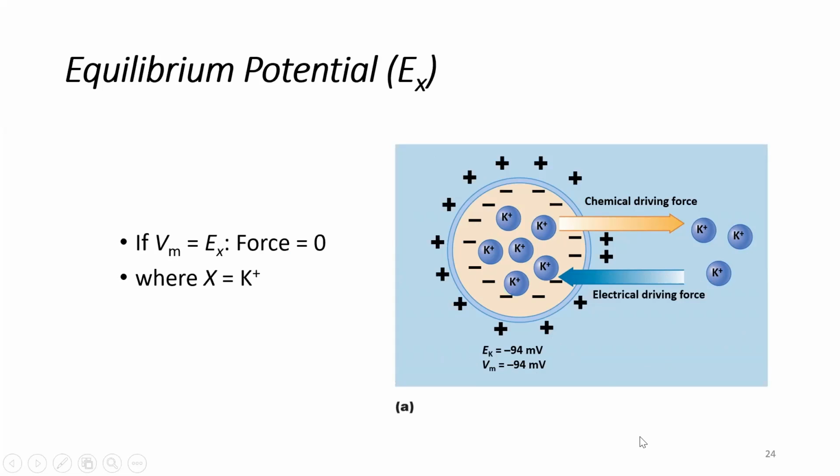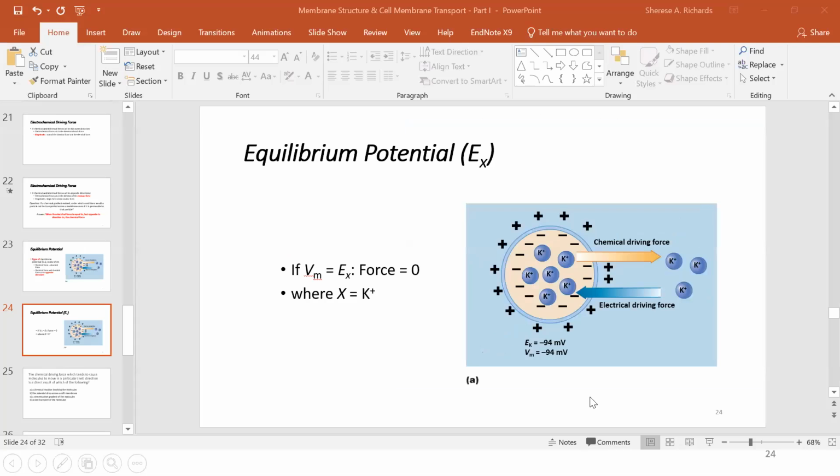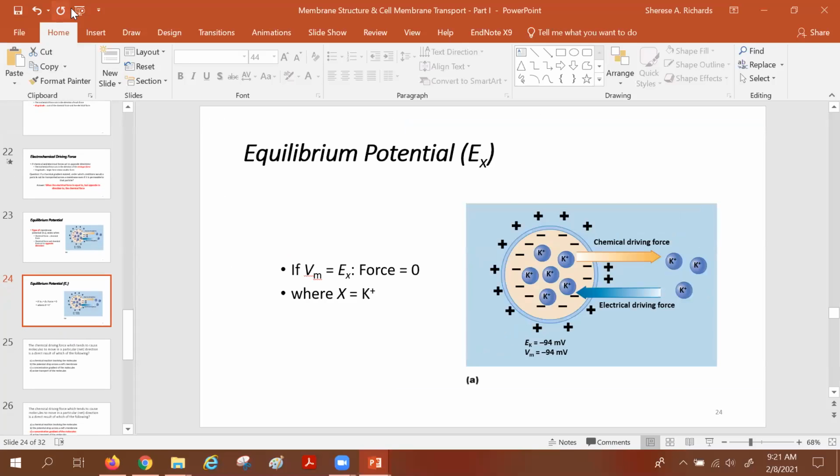And so what this relationship shows is that the equilibrium potential is really a determinant of the chemical driving force, whereas the membrane potential is really a determinant of the electrical driving force. Okay, I'll say that again. The equilibrium potential is determined by the chemical driving force, and the membrane potential is determined by the electrical driving force. Okay, so that's going to be really important in terms of what we're going to illustrate here now.